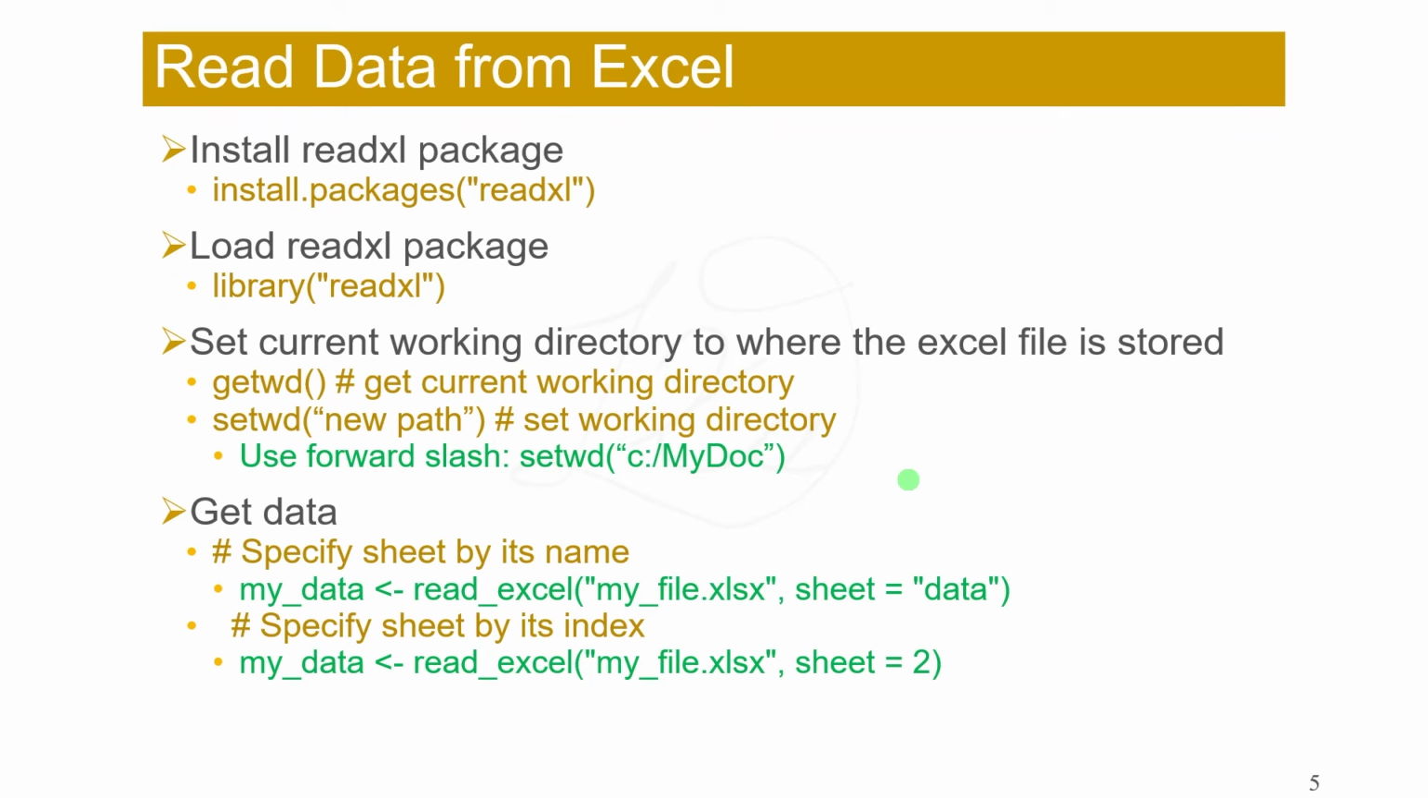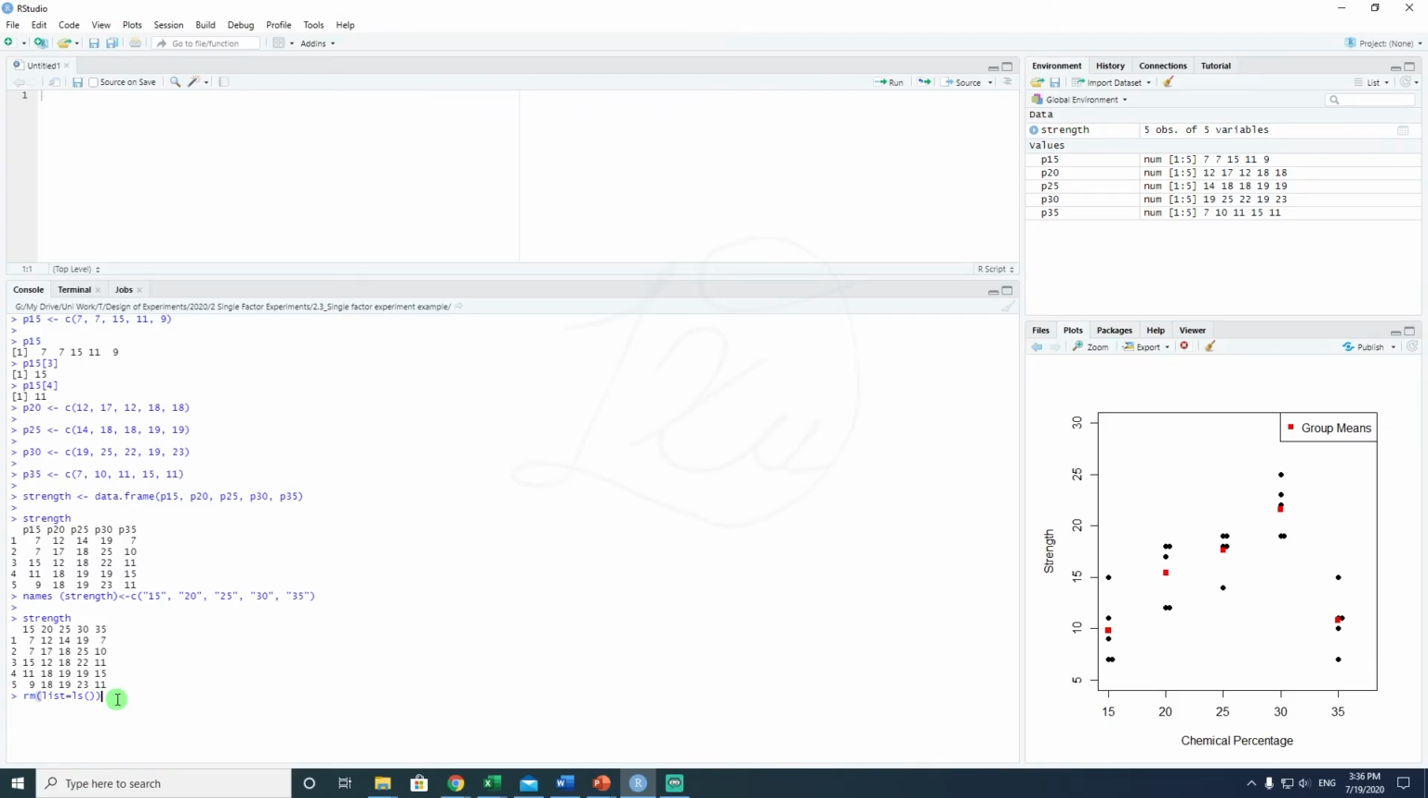A lot of times we may store our data in an Excel file. We can also read it directly from R. Let me show you how to do it. Firstly, I will need to use this code to clear all the data that has been stored in the memory. Enter. Now you can see it says environment is empty. So there's no data that has been defined or has a value.